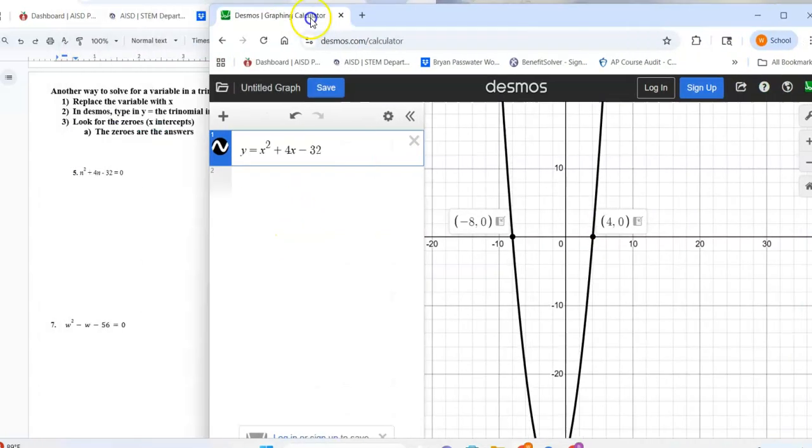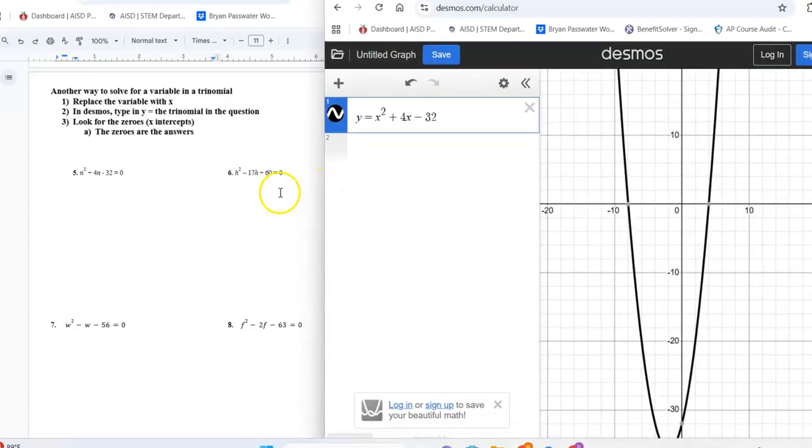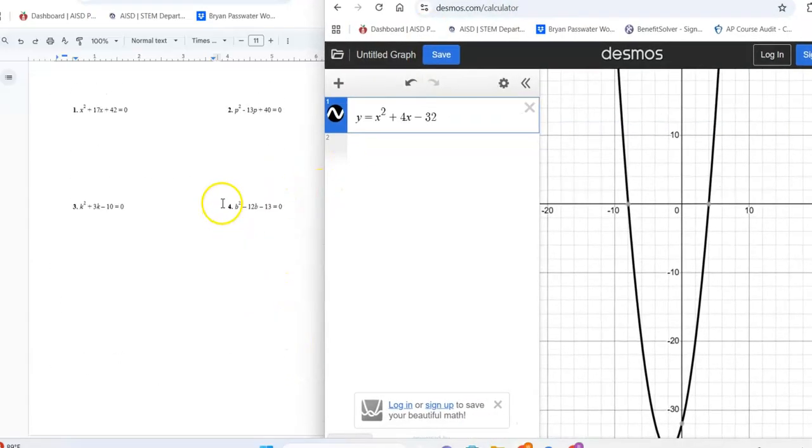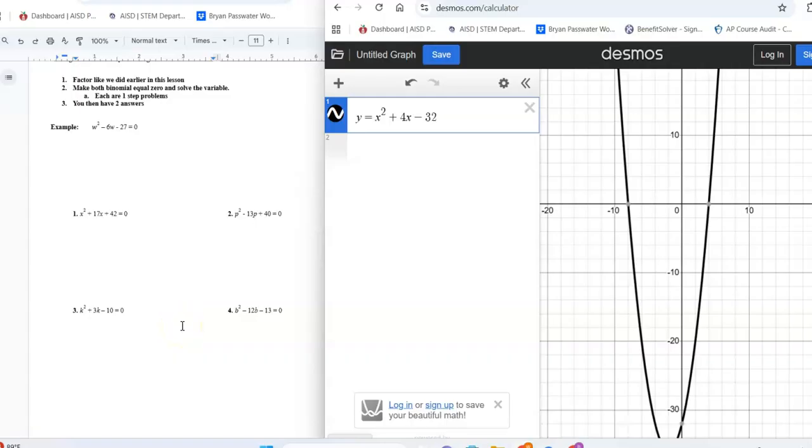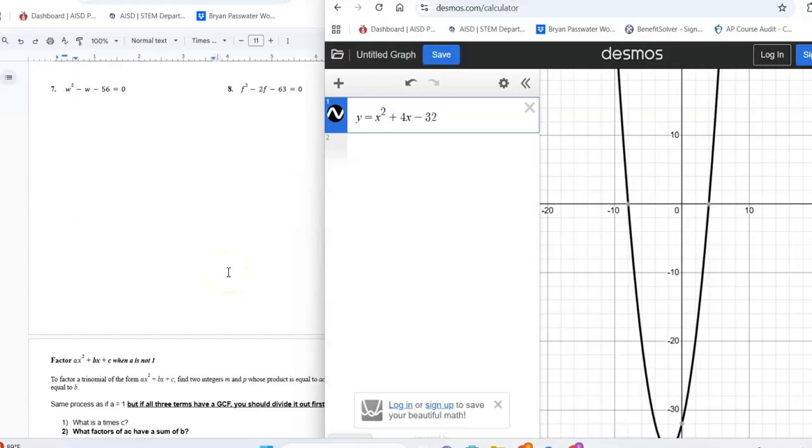Ta-da! That's a quick and easy way to do that. So that's what you can do for all of these. And in fact, that's what you could have done for all of these too, but I'd rather you know how to do both ways. You do need to know how to factor. That's something that's going to pop up a lot later in your math education.